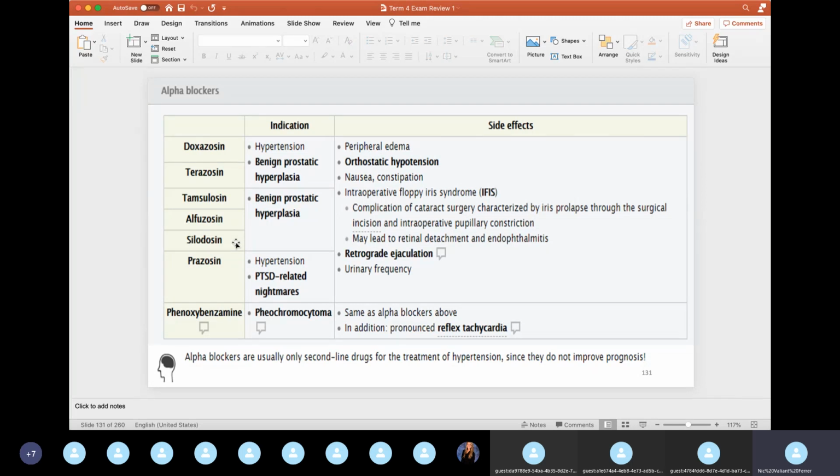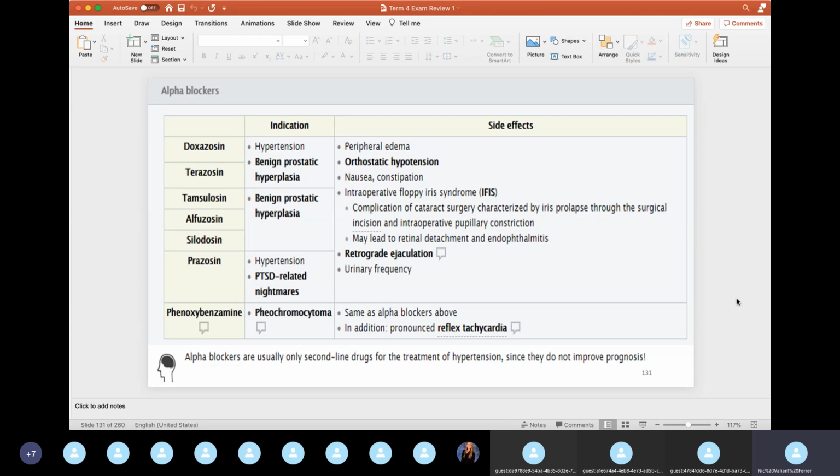Orthostatic hypotension. Don't forget, tamsulosin can be used for BPH, and phenoxybenzamine for pheochromocytoma. Phenoxybenzamine is an irreversible inhibitor of your catecholamines. Contrast this one with phentolamine.